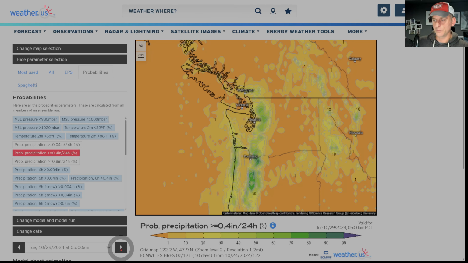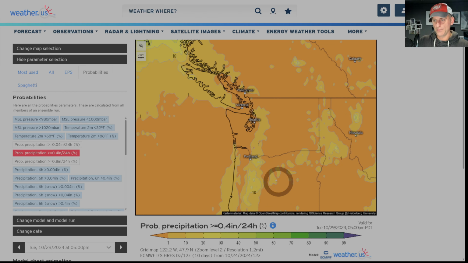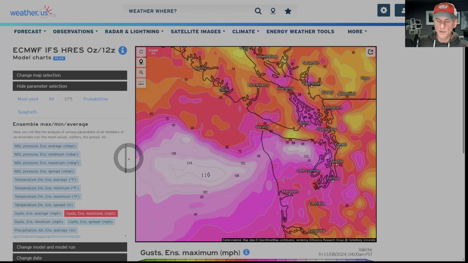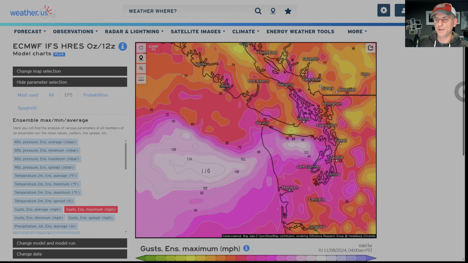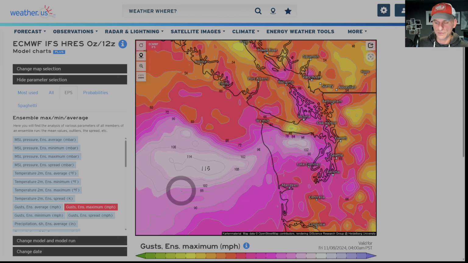And as we move off towards Tuesday the 29th over there, you can see we go through a dry period here as well. Now, you can do other crazy things with this also. This is the gust ensemble maximum. This is basically, you can just go through and cherry pick things. It'll show you the highest wind gust of all the 50 ensemble members, and you can just scroll from now all the way through November 8th.